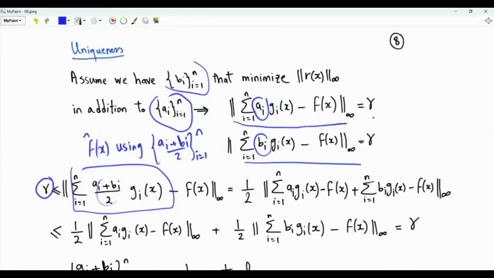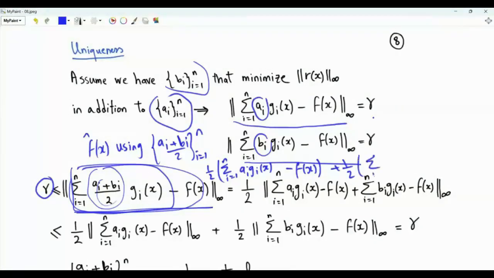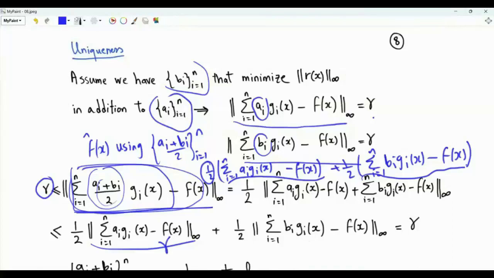Now, gamma is the minimum L infinity norm. So this L infinity norm using these coefficients is greater than or equal to gamma. Let's write this function as 1/2 summation i from 1 to n a_i g_i of x minus f of x, plus 1/2 summation i from 1 to n b_i g_i of x minus f of x. By the triangle inequality, this L infinity norm is upper bounded by 1/2 the L infinity norm of this function plus 1/2 the L infinity norm of that function. But this is gamma, and this is also equal to gamma. The right hand side is gamma, exactly like the left hand side.